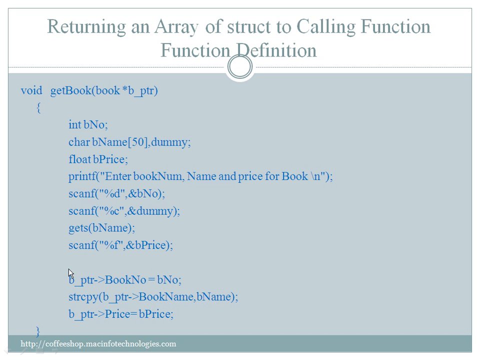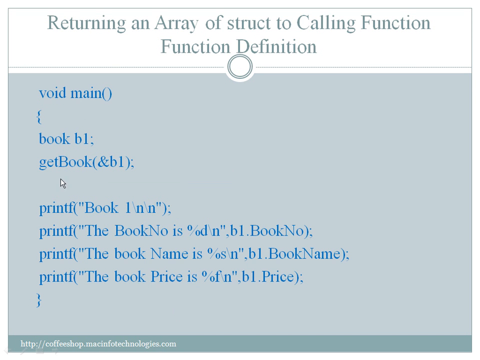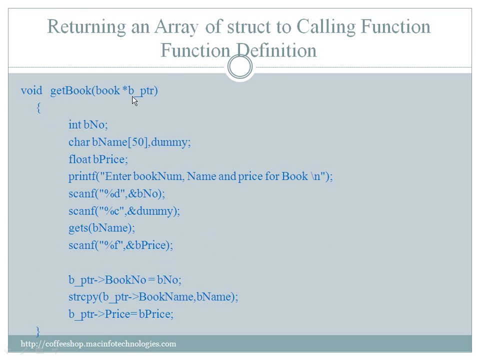So these are pointing to the same book. For example, in the main function, if there is a book called B1 and we have sent the address of B1 to this pointer, so this B pointer is pointing to the same book 1 memory address. So we are accessing the same memory address and we are putting the value directly into the memory, so that the main function can access it with just the B1 variable. So in the main function we just send the address. You can see here we're sending the address of book B1, get book B1. So this address is given to this B pointer variable.